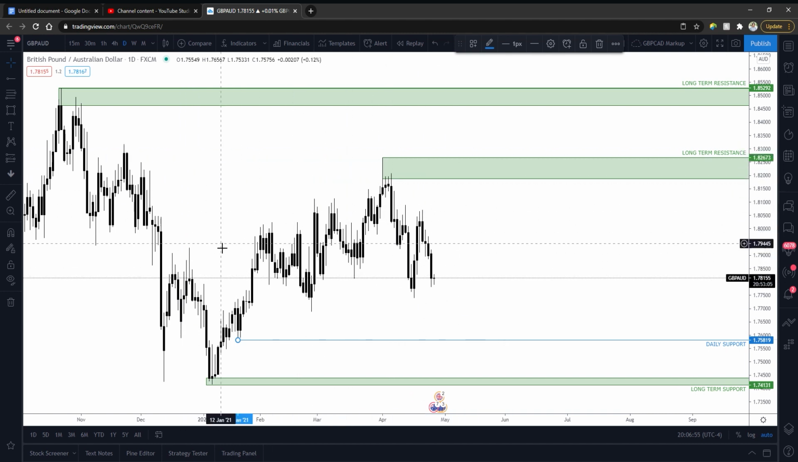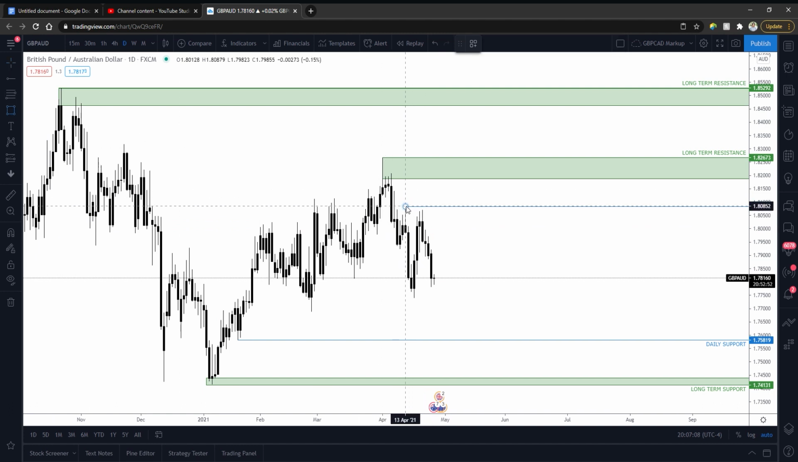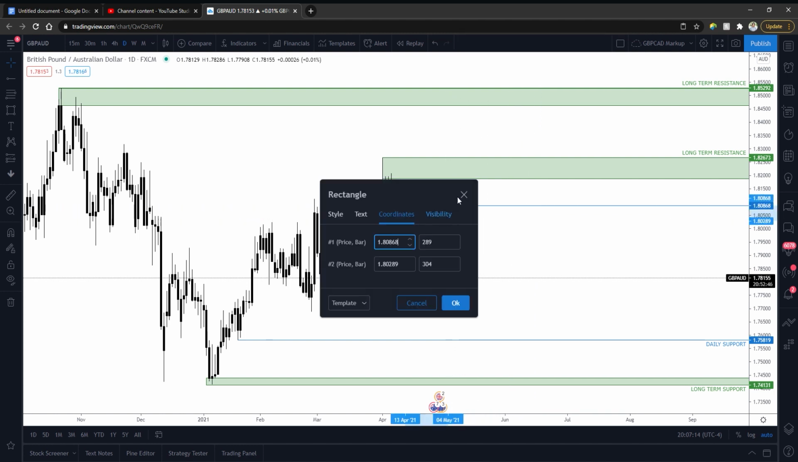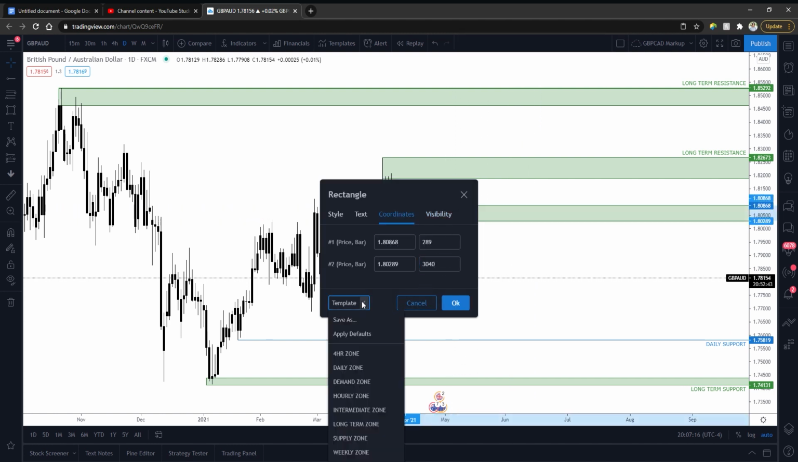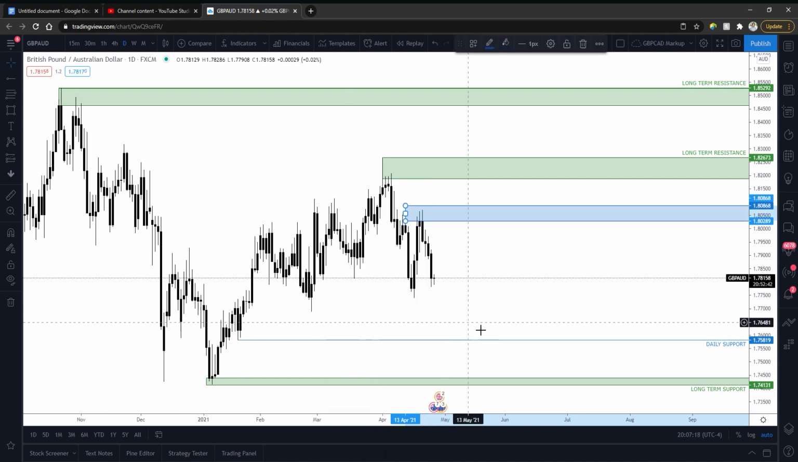So on my daily, I got a swing high, a swing low, and then this is like my next swing high. So I'm just going to drop this here, and then I'm going to draw my zone here. And I'm going to move this up, and I'm going to add a 0. I've got my template saved. And I'm going to do the same thing for down here.